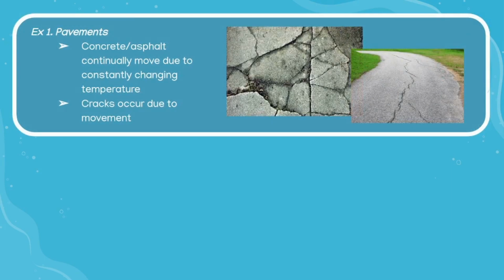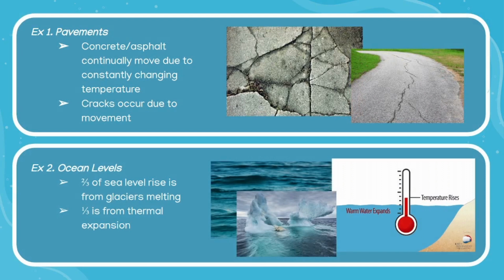An everyday example of thermal expansion would be pavements. The cracks occur due to the increase in temperature, which results in the asphalt or concrete expanding and thus cracking. Another example is the ocean, as thermal expansion is also one of the reasons why the sea level is increasing. The water getting warmer makes the volume increase, as we mentioned earlier, and thus makes the sea level rise. 2/3 of the sea level rise is caused from glaciers melting, while 1/3 is caused from thermal expansion.